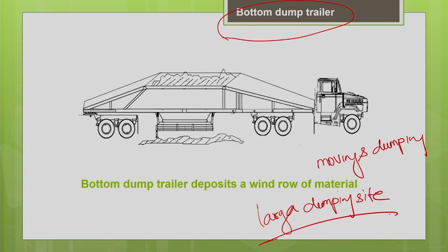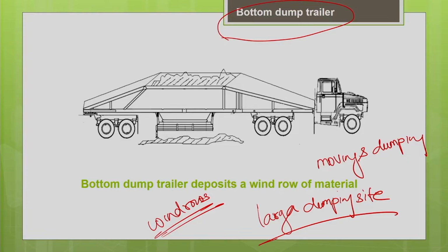You need a larger dumping site so that this trailer can easily deposit the material in windrows. They call it windrows. So you can deposit the material in layers uniformly with these bottom dump trailers. Wherever you want to dump the material over a larger area and spread it uniformly in layers, then you can go for this bottom dump trailer.